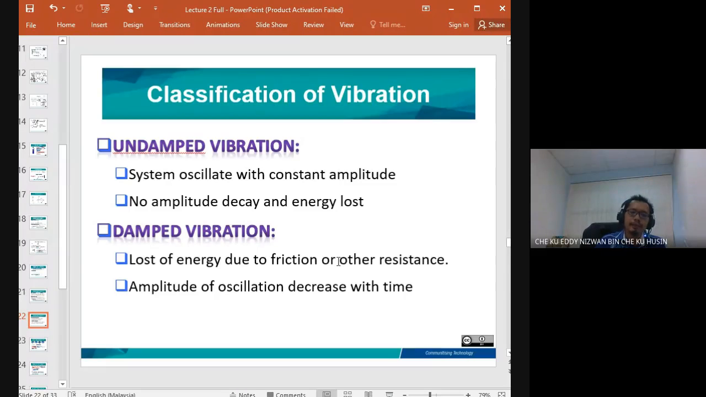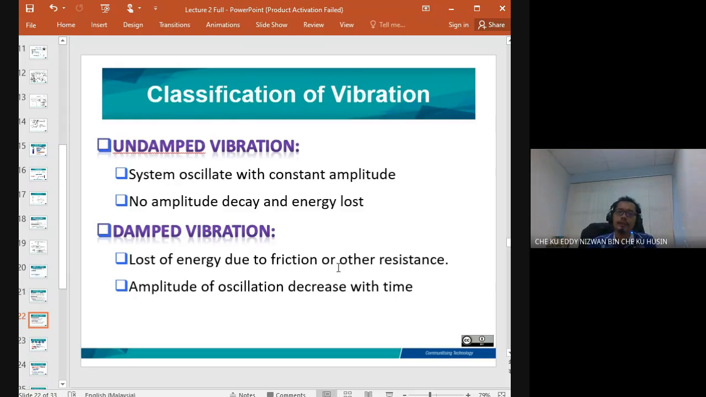And then there is damped vibration, where there is a loss of energy due to friction or other resistance, which is the presence of damping elements. For this kind of vibration, the amplitude will decrease, so there is decay of the amplitude with time. For example, in this damped system, you press and then release, it vibrates, and after a certain period it stops. So if there is damping, then it will stop. It depends on the amount of damping, the damping coefficient. Higher damping, you have less oscillation.